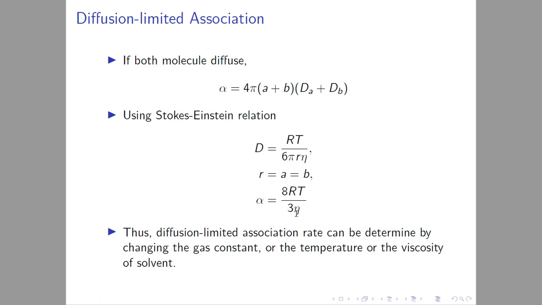Okay, so by using this equation, the Stokes-Einstein relation, we do not need to know the diffusion constant for A and the diffusion constant for B. We just need the gas constant, T the temperature, and the viscosity of the solvent. So if we set the temperature and the viscosity of the solvent, we can estimate the rate constant for that association.